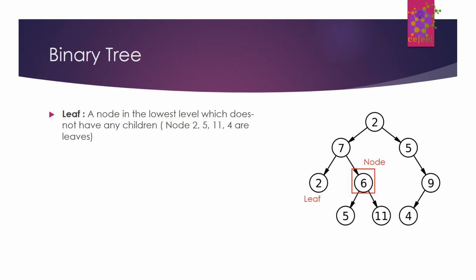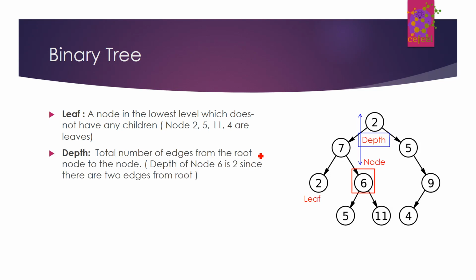Then what a leaf is, is nothing but a node in the lowest level which doesn't have any children, which means it doesn't have any left child or a right child. Some examples are 2, 5, 11, 4. They are all leaves.